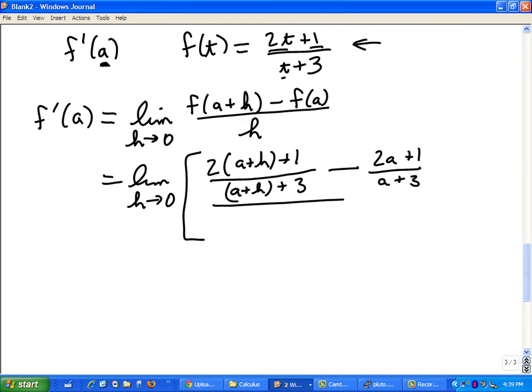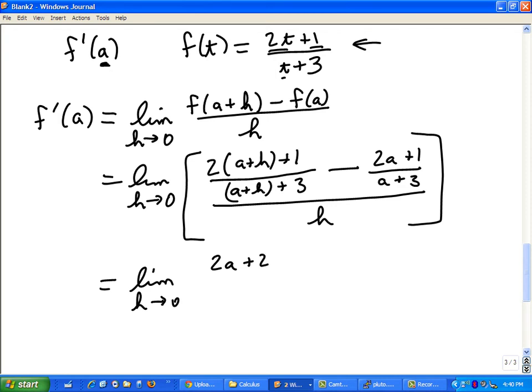That looks kind of messy and painful, but you just have to grin and bear it sometimes. So let's simplify. Yeah, I'll multiply out everything. I don't like multiplying, but 2a plus 2h plus 1, and that's over a plus h plus 3. I don't think I can do much of anything there. Maybe we just got to get our common denominator right away. I don't think that was very helpful, multiplying that out. All right, let's get the common denominator.